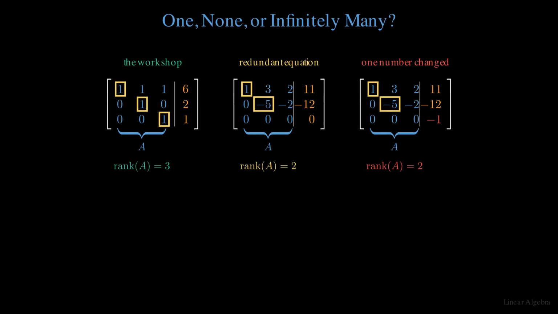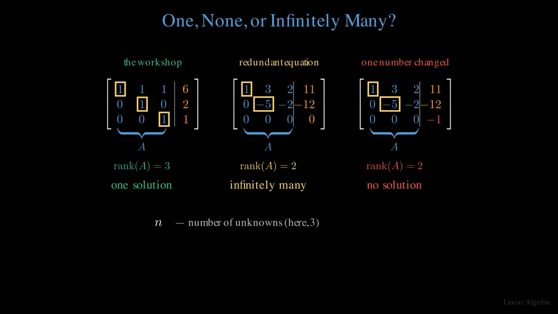On the left, 3 pivots, so the rank of A is 3. In the middle, only 2. And on the right, again 2, the coefficient part is identical. And these ranks decide everything. Rank 3, matching the 3 unknowns, 1 solution. Rank 2, leaving 1 unknown free, infinitely many. And rank 2 on the left, but with that stubborn contradiction on the right, no solution.